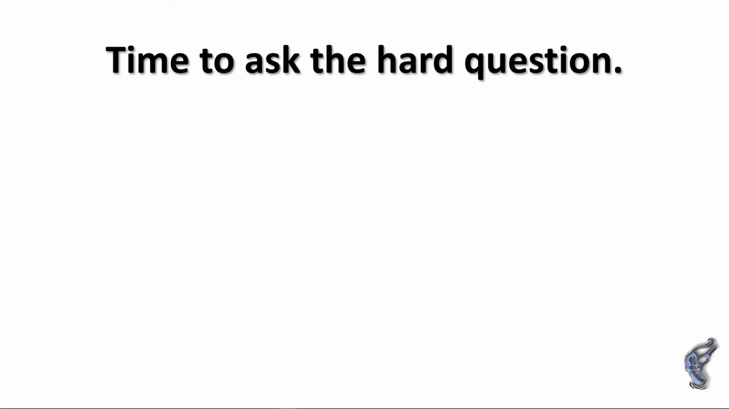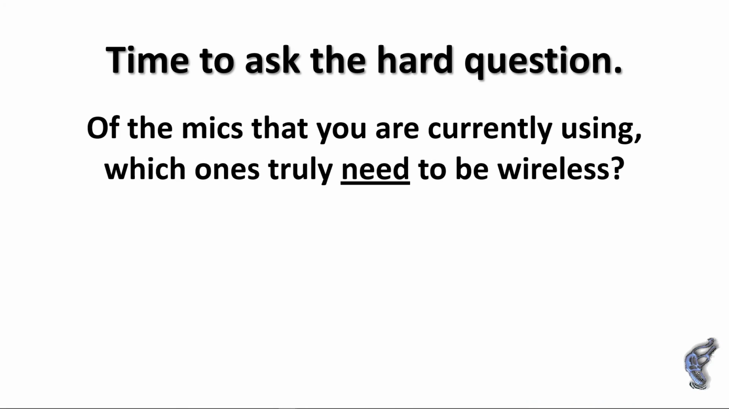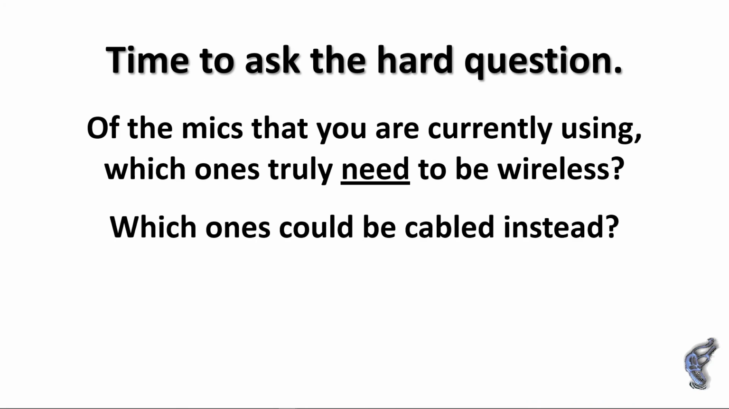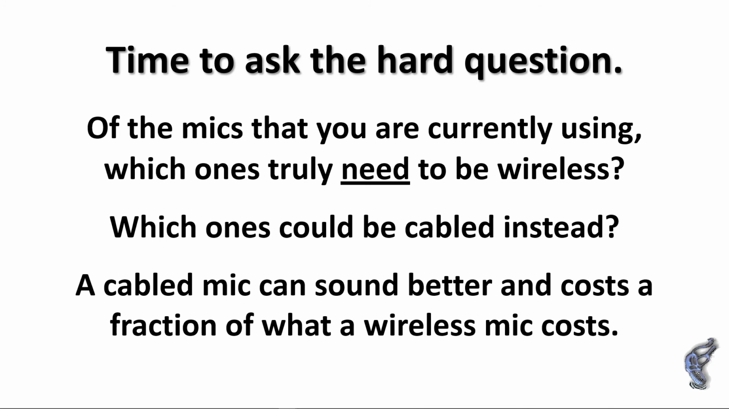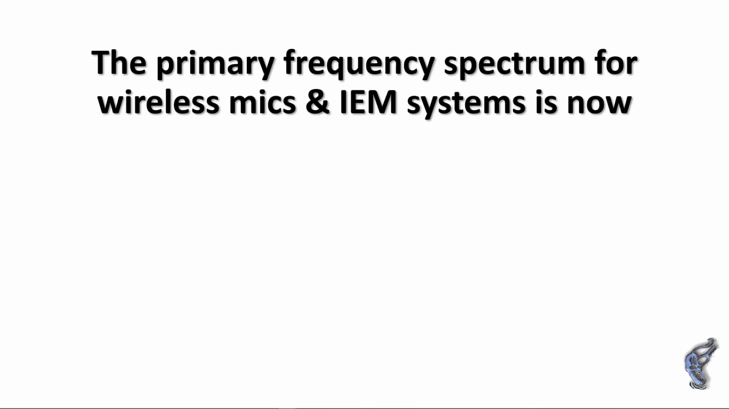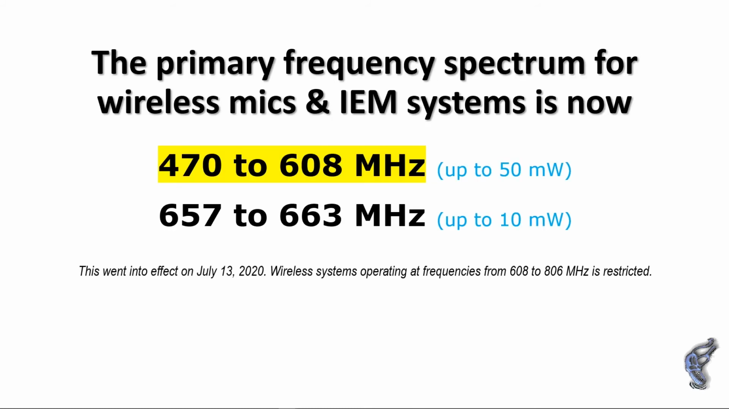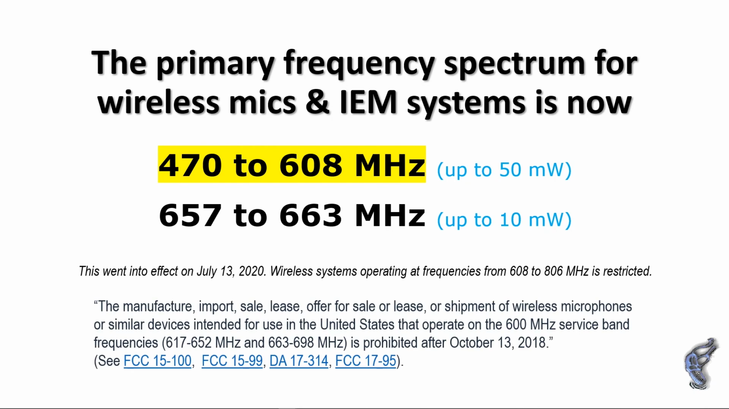As great as it is to have wireless mics to use, they're not without their problems. The question needs to be asked, how important is that need really? Consider that a cabled mic will often sound better than its wireless version, and of course, the cabled version costs a fraction of what the wireless mic costs. Add to that discussion the concern in the US that the available frequency range that we are allowed to operate in continues to shrink. Starting in July 2020, the primary frequency range that UHF wireless systems will be allowed to operate in will be between 470 MHz and 608 MHz.